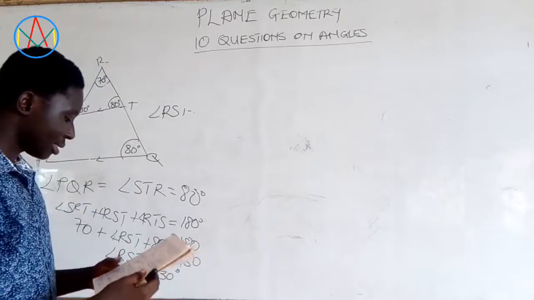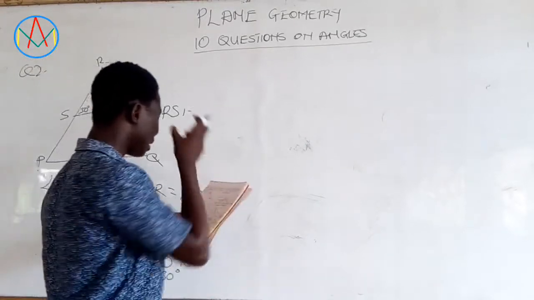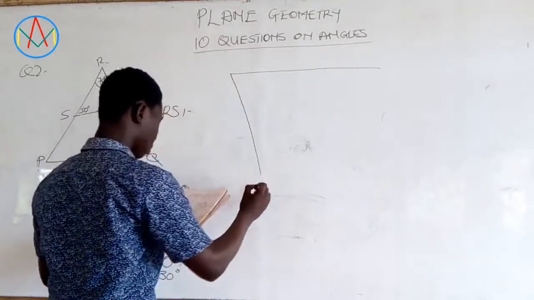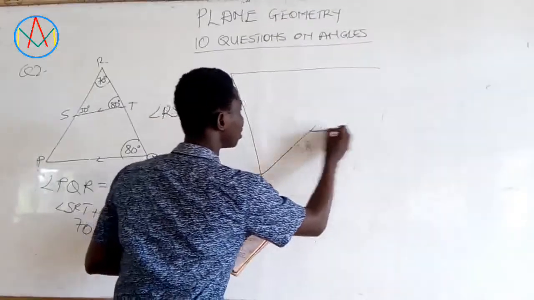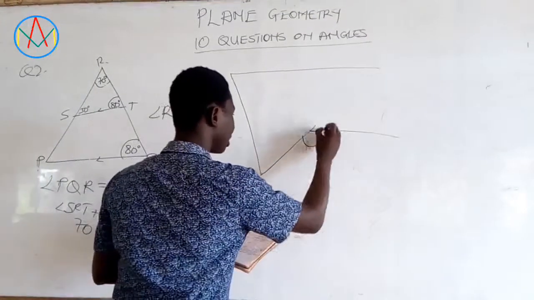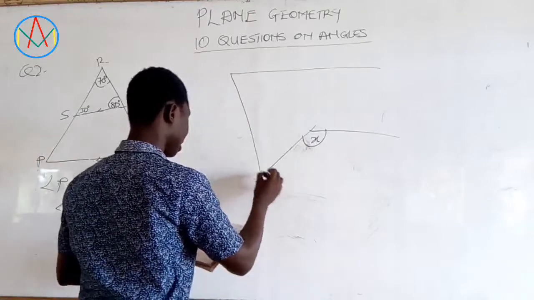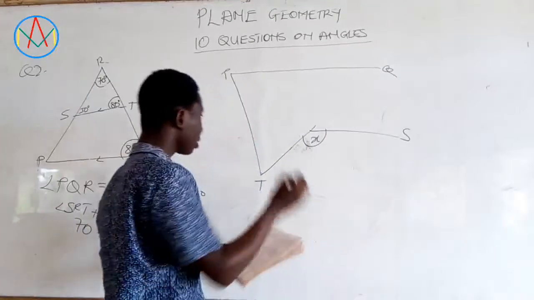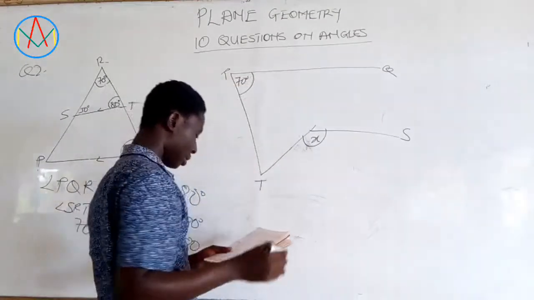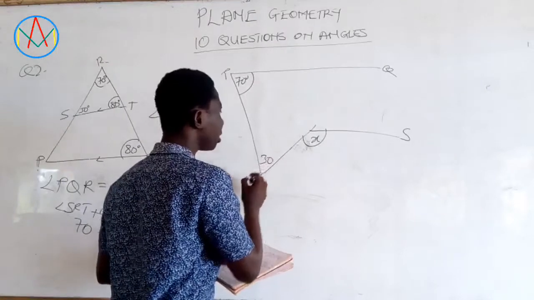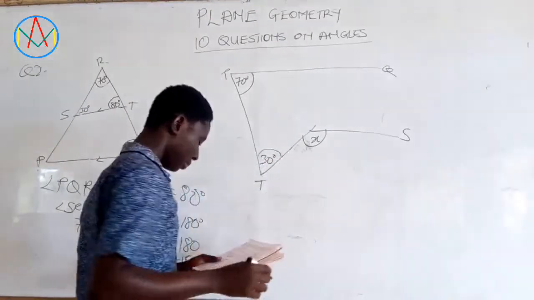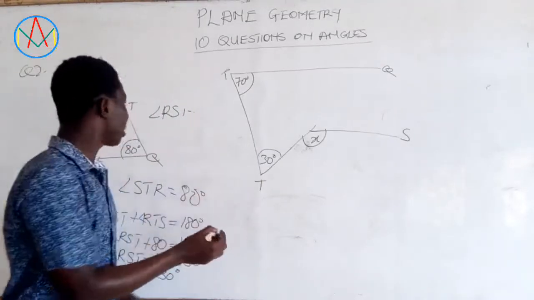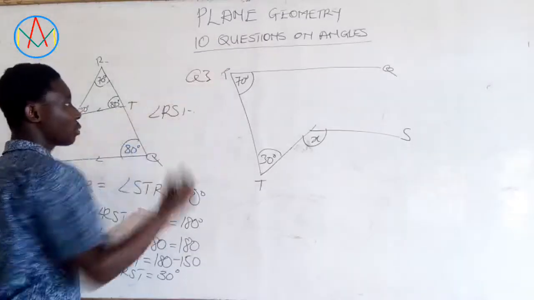Question number 3. We are given this diagram. Something like this. This portion is X, T, Q, 70 degrees, 30. Now, this is the diagram we are having for question number 3.